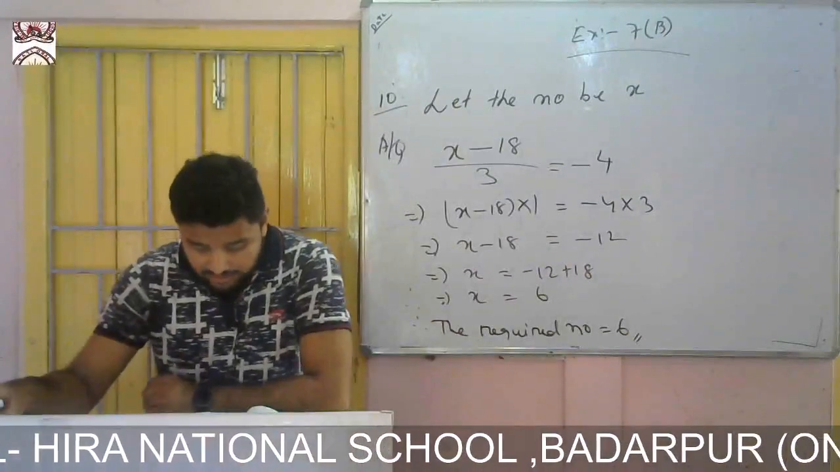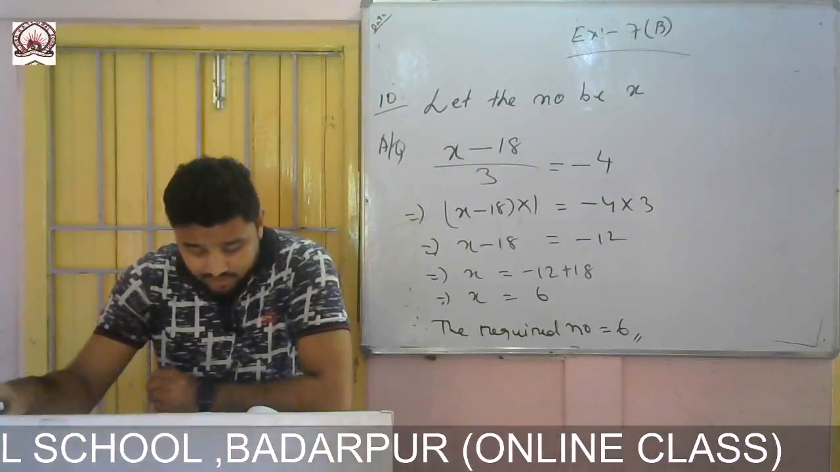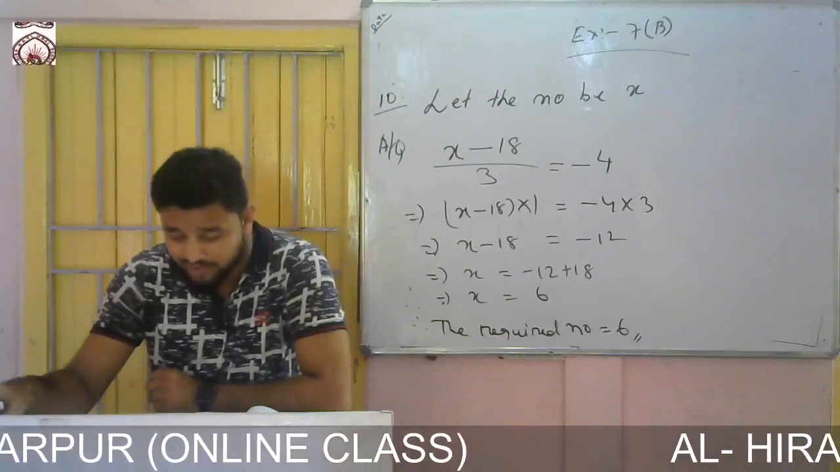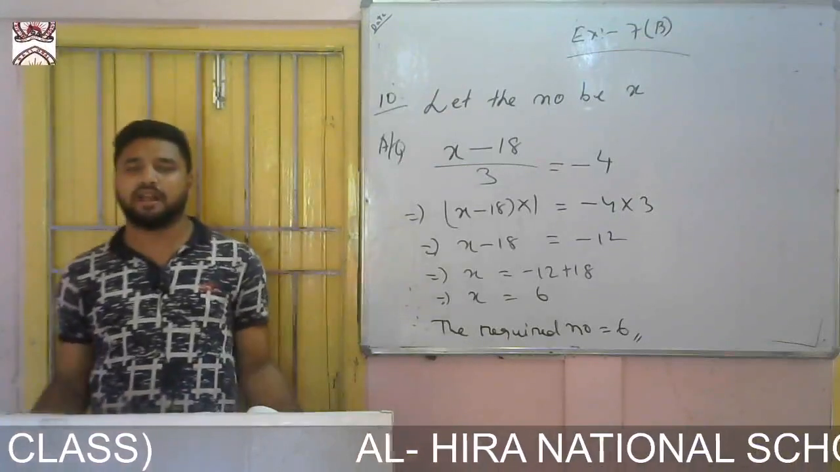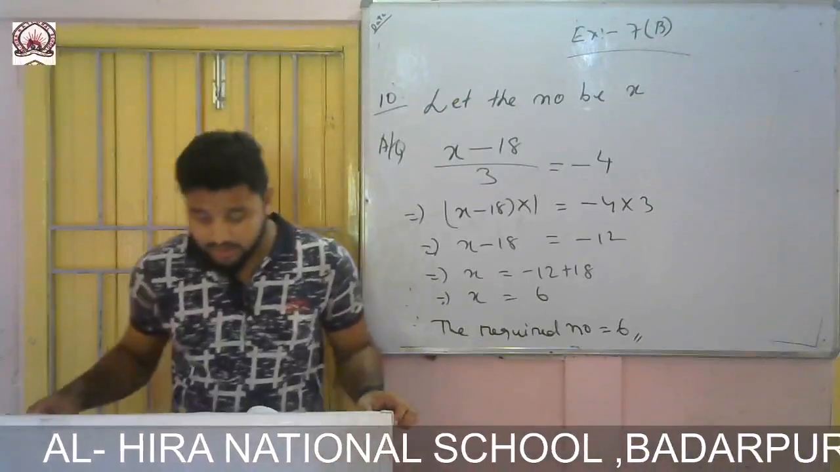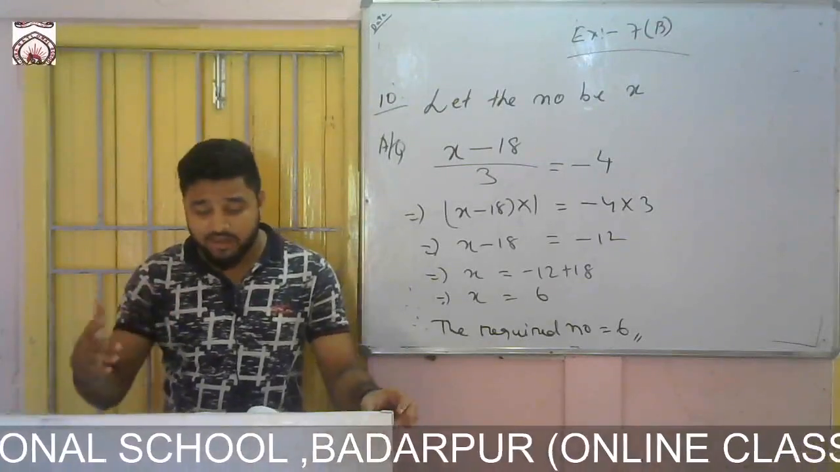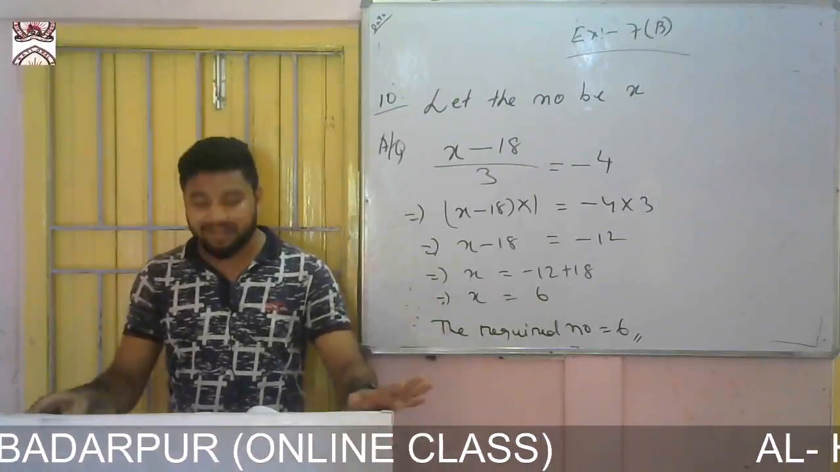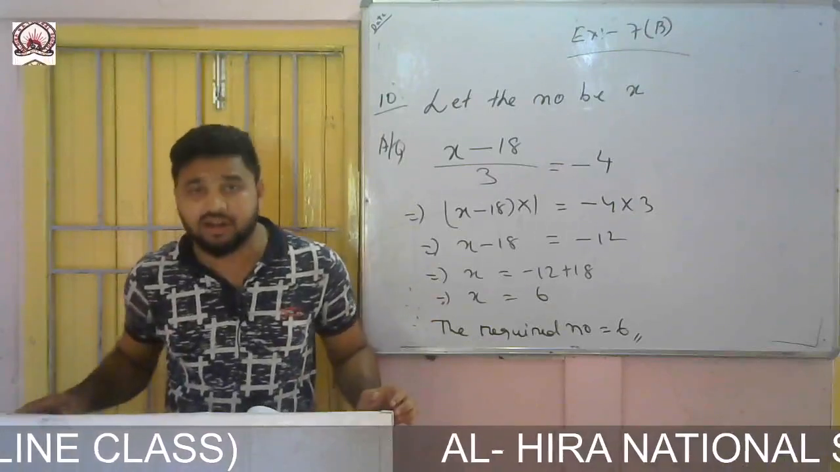Okay. Now come to question number 11. Mr. Grover is 3 times as old as his son, and the sum of their ages is 48. How old is each? That means we need to find the present age of the son and his father. So Mr. Grover is 3 times as old as his son. So we need to let the age of the son be X. And if we add their ages, then I shall get 48.